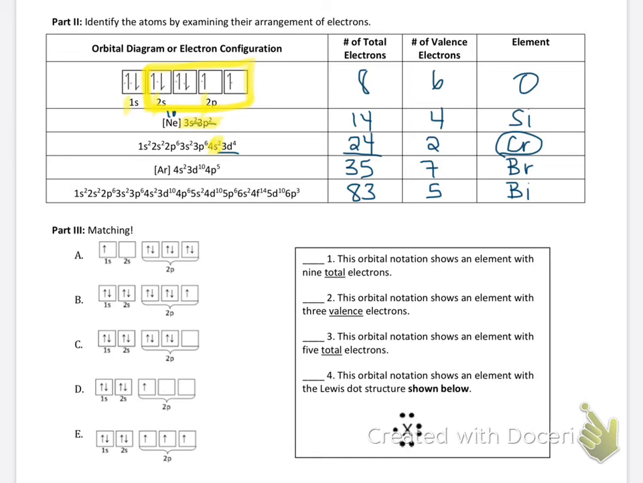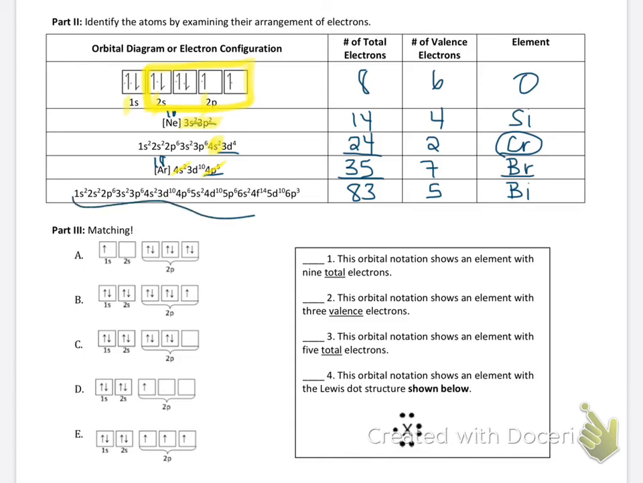On the next one, we can go to that 4p5 spot. Going to the 4p5 spot, we find that that is bromine. It has 35 total electrons, which we'll find if we add up argon's 18 plus 2 plus 10 plus 5. There are 7 valence electrons. The highest energy level is the 4th energy level, so we have 2 plus 5, 7 valence electrons.